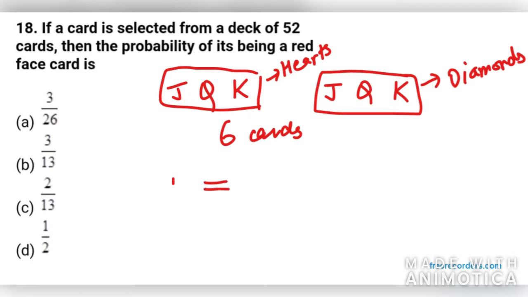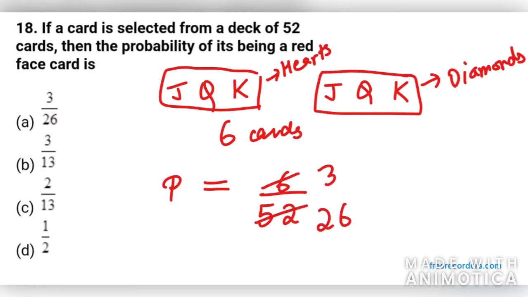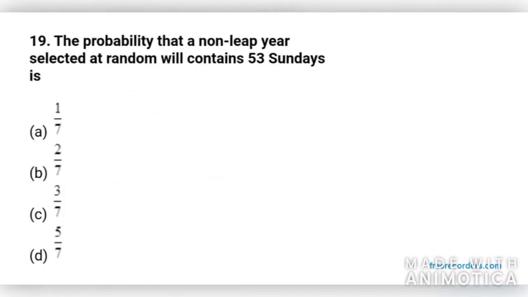If we need to find the probability, it will be 6 over the total number of outcomes, that is 52. So 6 over 52 can be reduced. The right option is 3 over 26, option A. Moving on to the next one, 19th question.